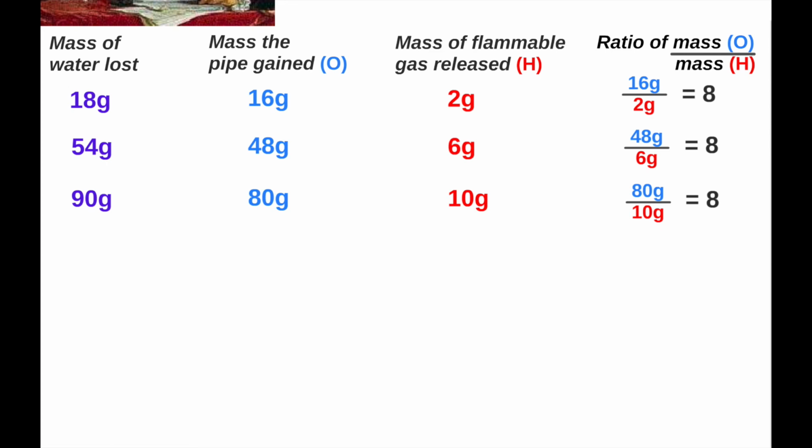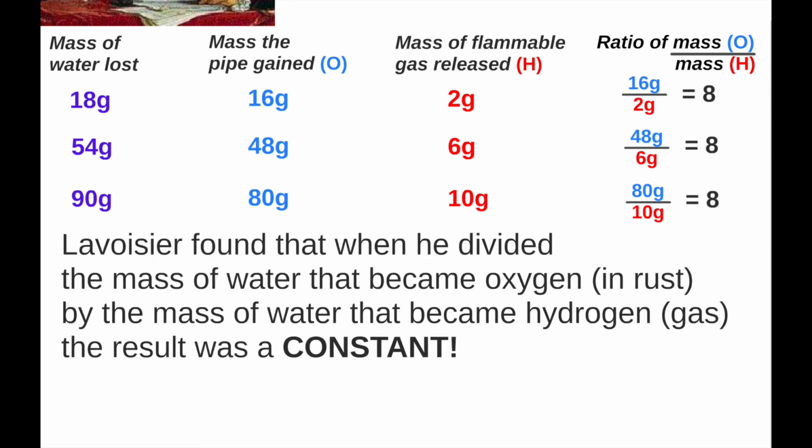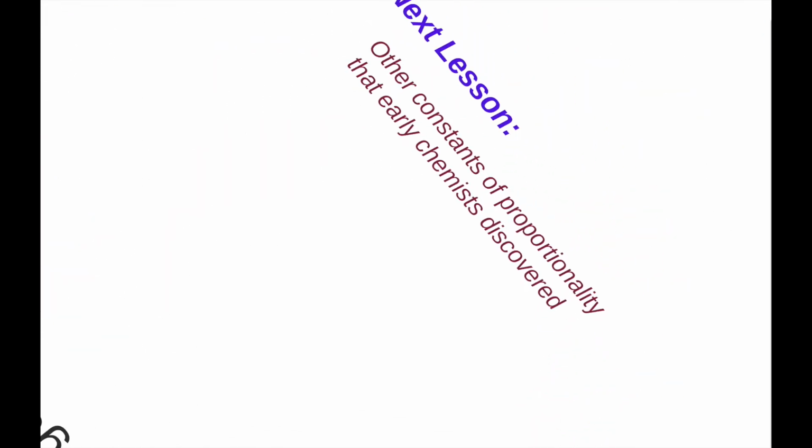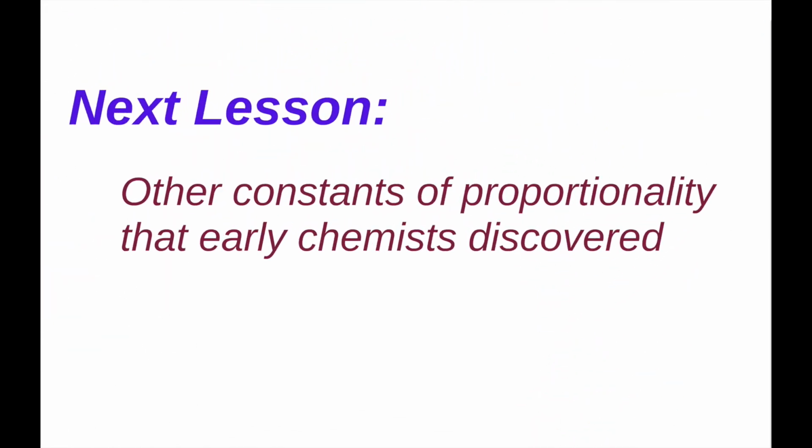So Lavoisier noticed that when he divided the mass of water that became oxygen in rust by the mass of water that became hydrogen as a gas, the result was a constant. So he concluded that in water, the ratio of oxygen to hydrogen is fixed. It is a constant of proportion. In the next lesson, we're going to look at more cases of constants of proportionality that early chemists discovered.